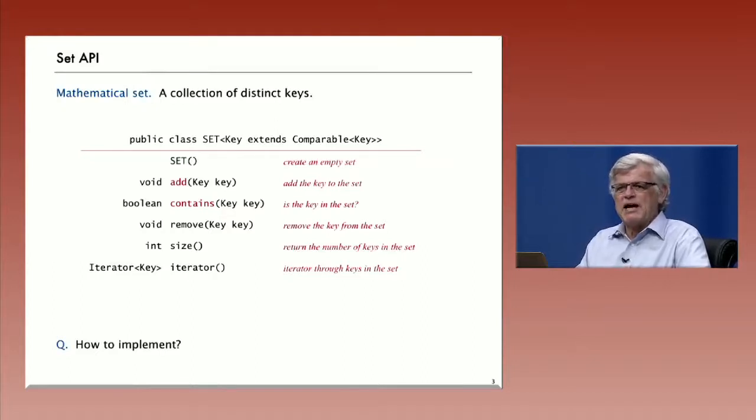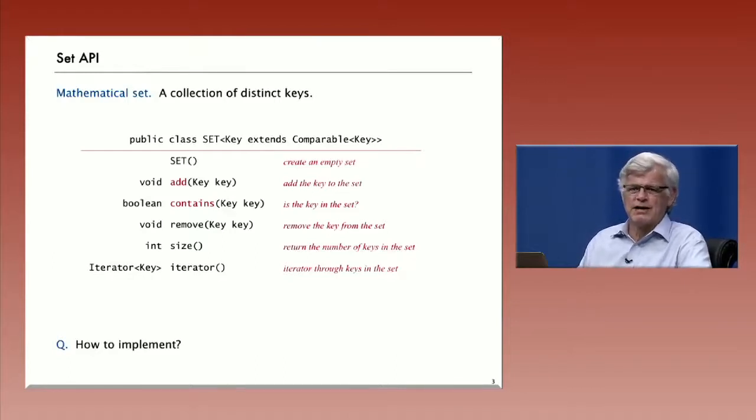We want to be able to create an empty set. We want methods to add a key to the set and to check whether a given key is in the set or not, to remove a key and maybe return the number of keys in the set, and also have an iterator to iterate through keys in the set. This is simpler than symbol tables because it's got no associated value. That's a very simple API, but of course we want to be able to do these operations efficiently.